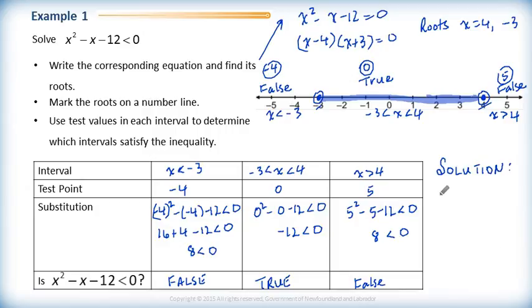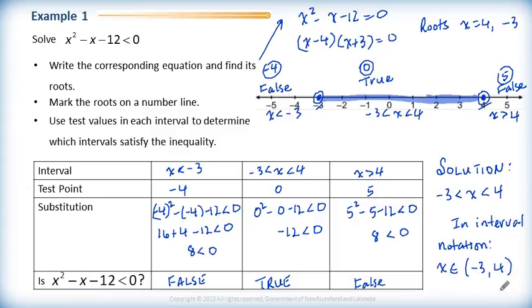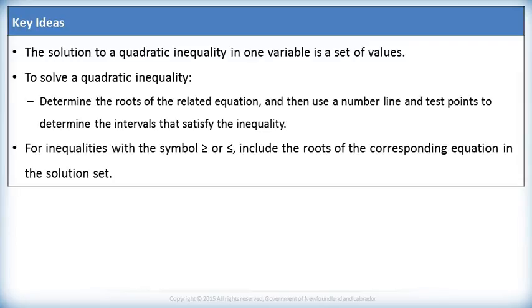So my solution is that I can choose any value of x between negative 3 and 4 to satisfy the inequality. You can also use a notation you learned about in Math 1201, interval notation. x belongs to the interval negative 3 to 4. The round brackets indicate negative 3 and 4 are not included in the solution. Key ideas: the solution to a quadratic inequality in one variable is a set of values. Here are the steps for solving a quadratic inequality. And if you have an equal sign involved, make sure you include the roots in the solution set.